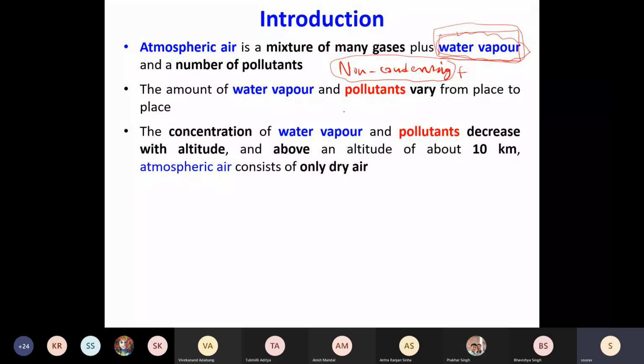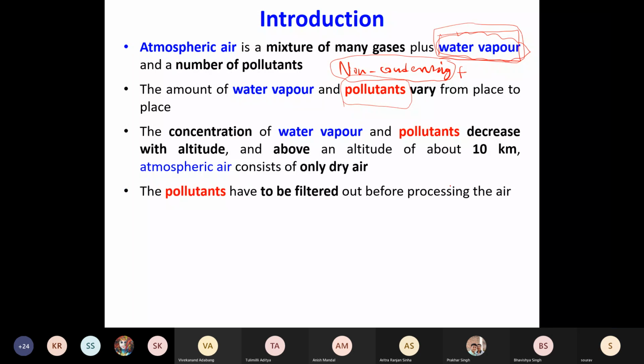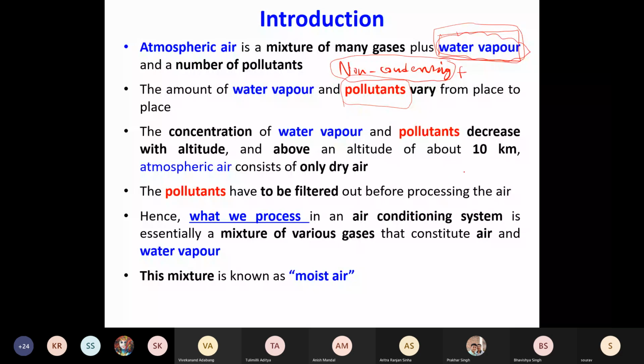We also have pollutants, but in this course, we'll only discuss the thermal aspects and we'll not discuss the pollutant filtration and all. So that aspect will not be a part of the air conditioning processes that we will discuss. From now onwards, whenever we discuss air, inherently you will have to assume that it is moist air. So it is dry air plus water vapor.